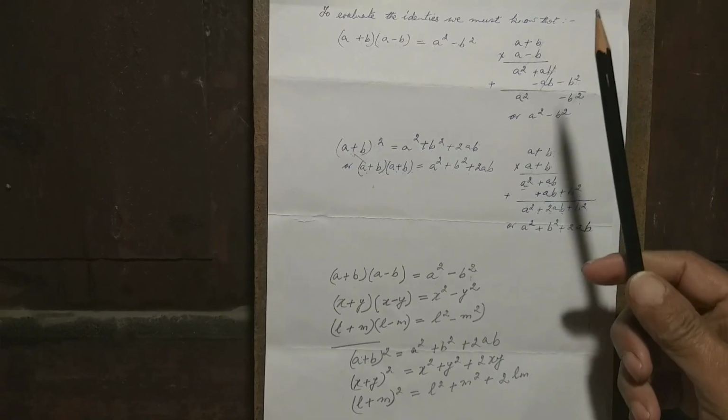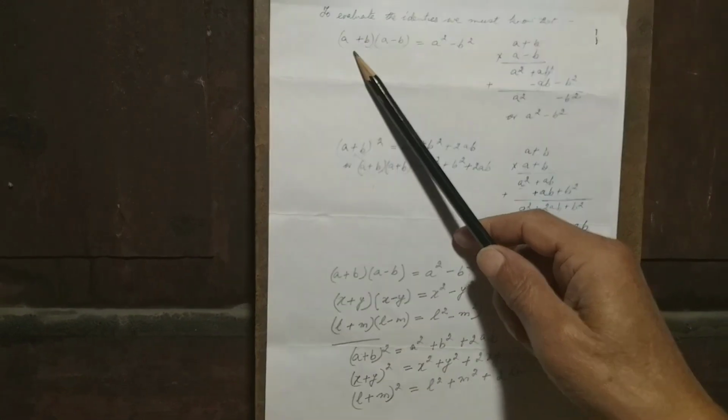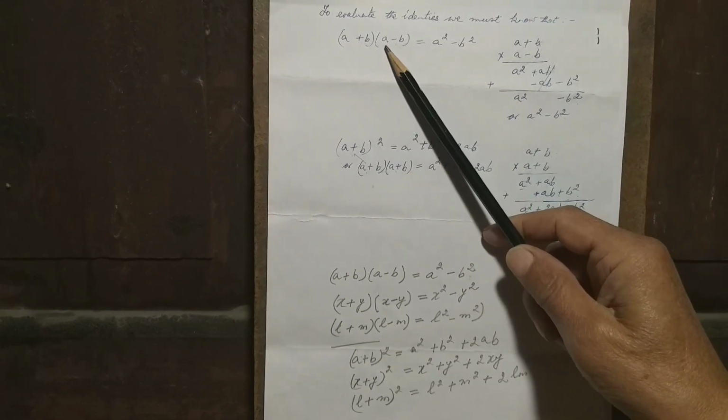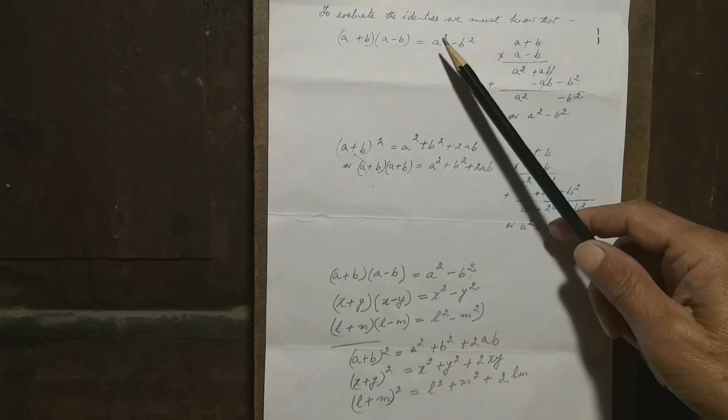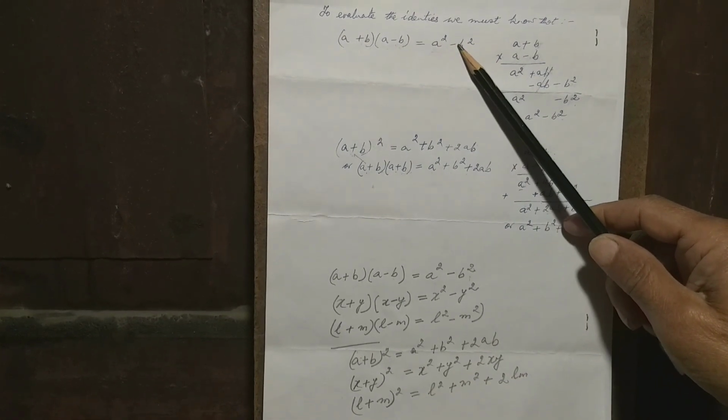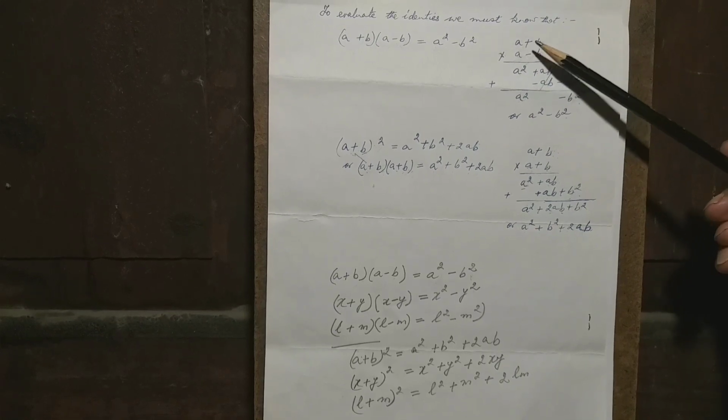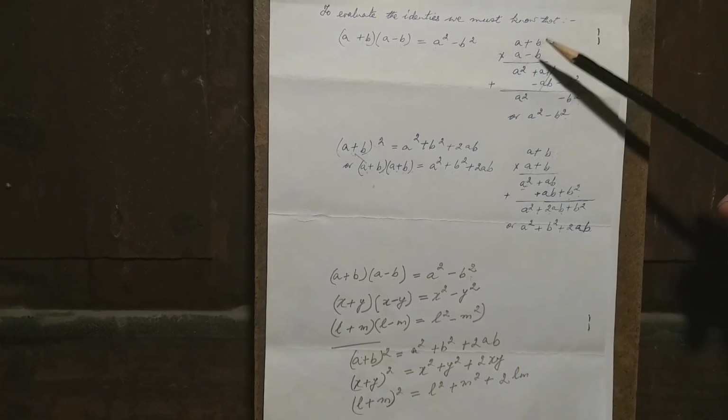In order to evaluate the given identities, we must bear in mind that a plus b when multiplied with a minus b gives us a square minus b square. And this is how we multiply a plus b with a minus b.